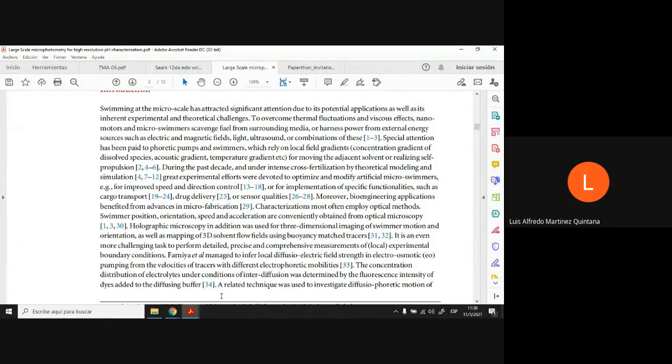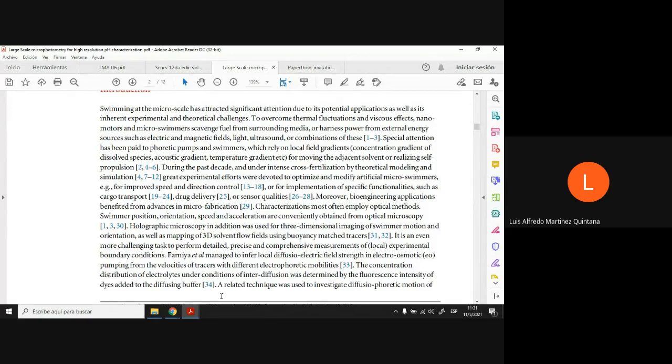The last paper I talk about this point. And today I want to study this more deeply.